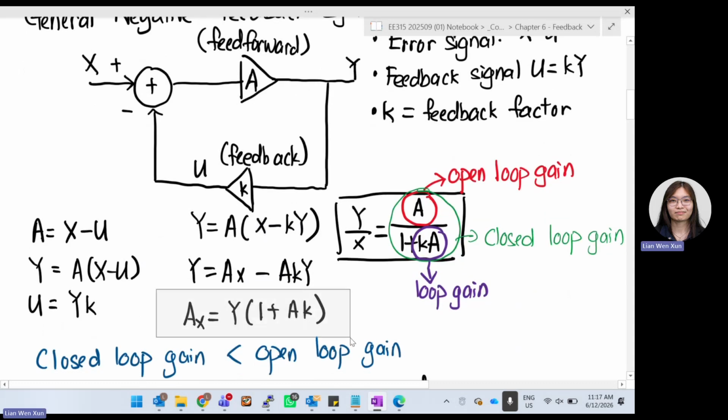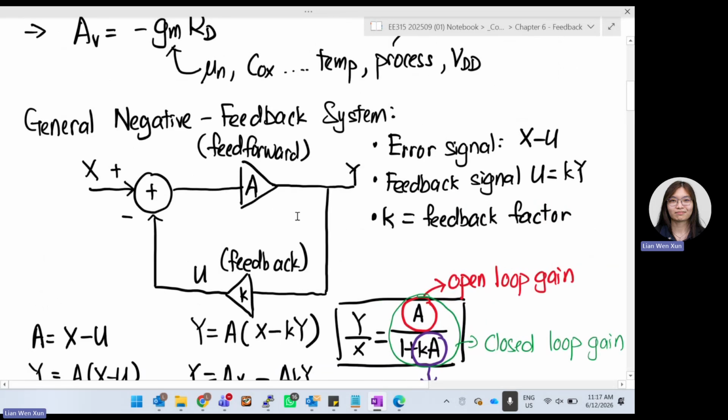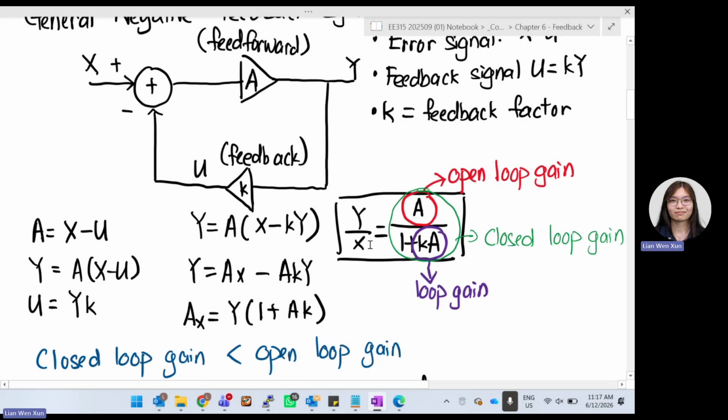But from this equation, we want to find out the gain. Basically, the gain is what we call the closed loop gain, because now this is a closed loop system. If you only have one amplifier, this is open loop gain. If you have the whole closed loop system, this is what we call closed loop gain. So we want to find output over input, Y over X.